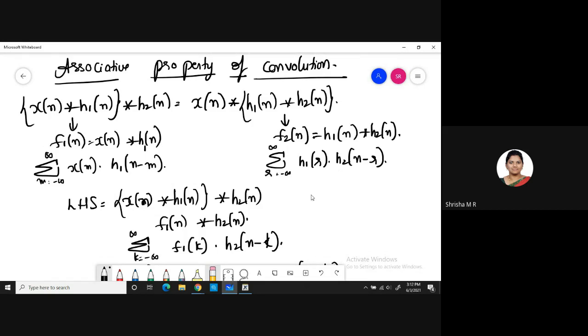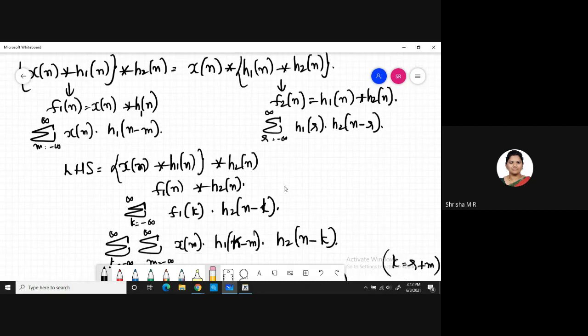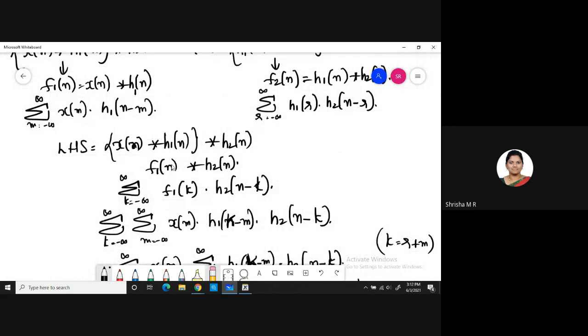So write this much and proceed to the LHS. Using the LHS we'll try to prove the RHS. The LHS is x of n convolved with h1 of n convolved with h2 of n, where we have brackets for the first two terms. So this is our f1 of n. Okay, f1 of n convolved with h2 of n. Now apply the convolution sum equation: summation k equals minus infinity to infinity f1 of k into h2 of n minus k. We are using the variable k and writing in terms of convolution sum here.